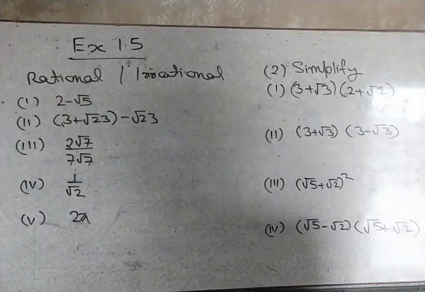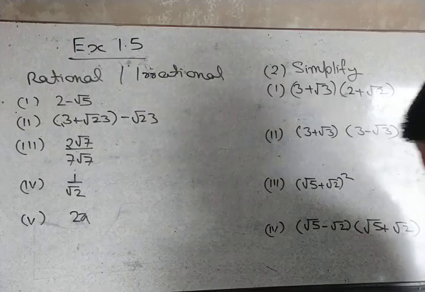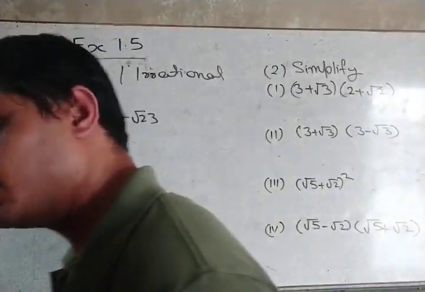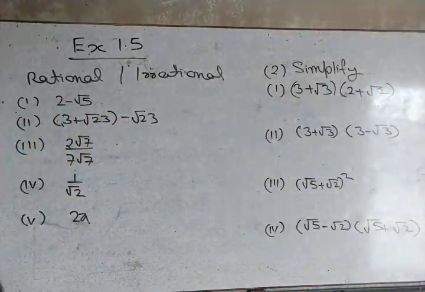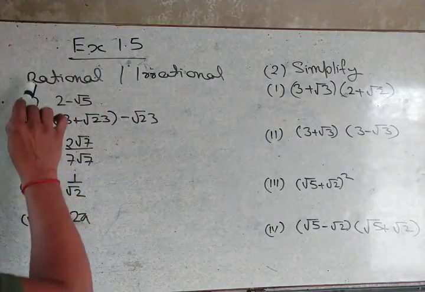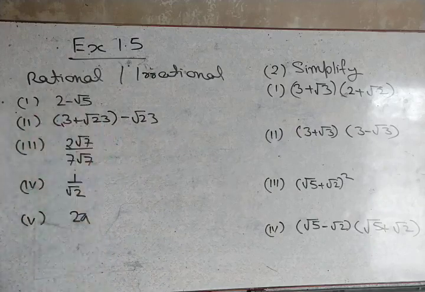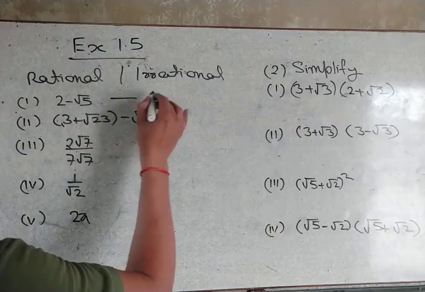Okay students, this is exercise 1.5, and I have considered all the concepts of this exercise, so I will do this exercise in fast mode. Is this rational or irrational? I told you, if we add a rational and an irrational number, then the result is always irrational.